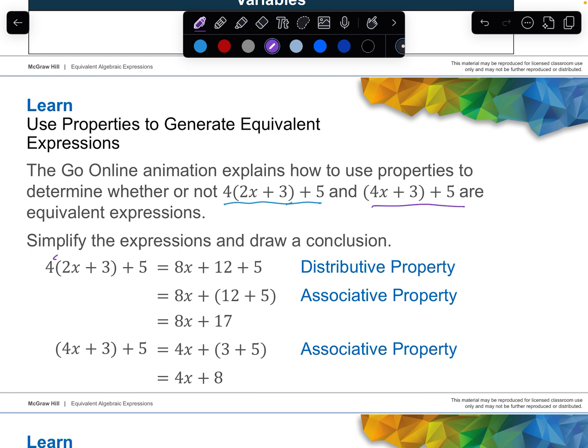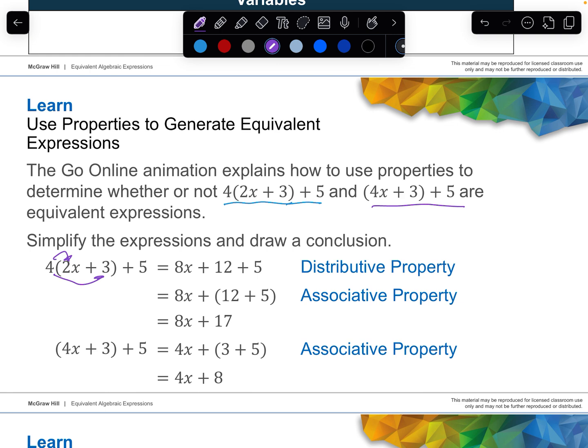When we apply the distributive property, we see that 4 times 2x gives us 8x, and 4 times 3 gives us 12, plus 5. And then we apply the associative property to regroup the constants, which gives us 8x + 12 + 5, or 8x + 17. When we take our second expression, this is 4x + 3 + 5.